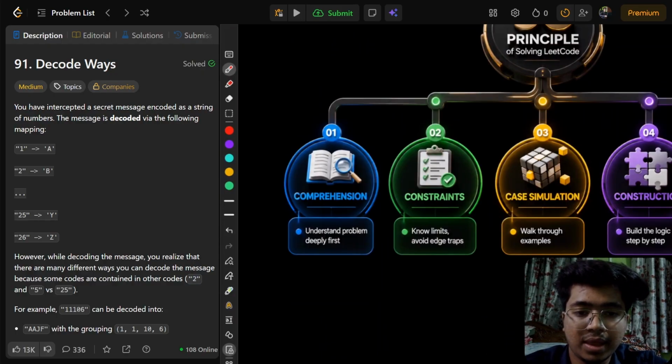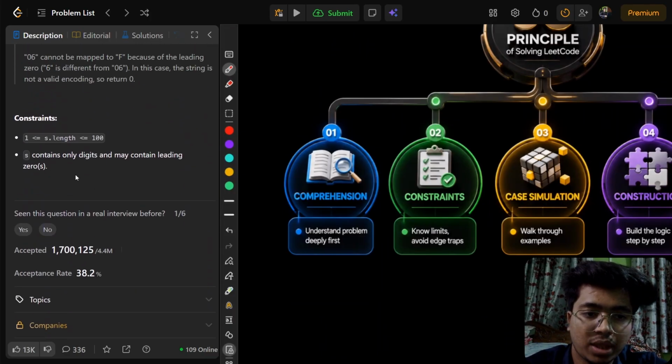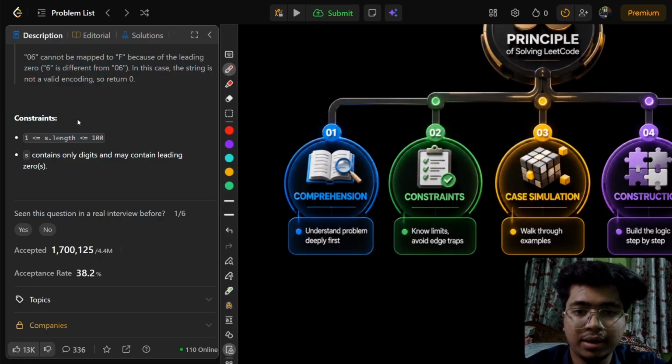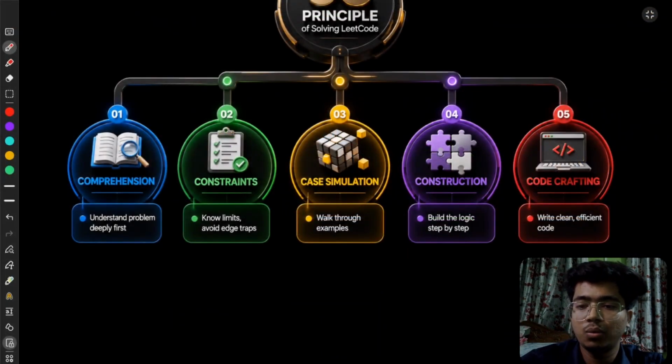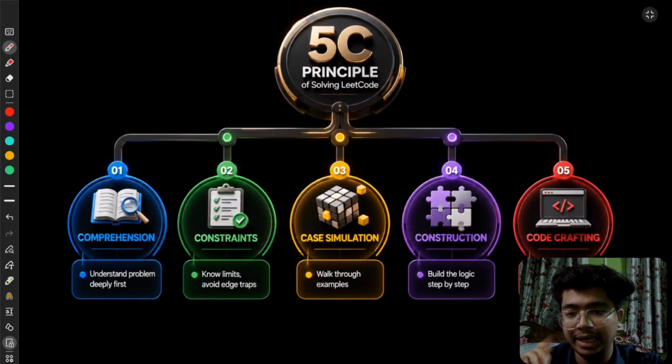This is the constraint portion, a very important portion for solving any problem. After constraints, we'll be observing the case simulation portion, where we try to figure things out from each case. Then comes construction of connections, that means pattern mapping. We'll try to figure out what pattern this is and what the pattern is driving from there, and then we'll be crafting the code. So this is the 5C principle that you must follow while solving any LeetCode question.